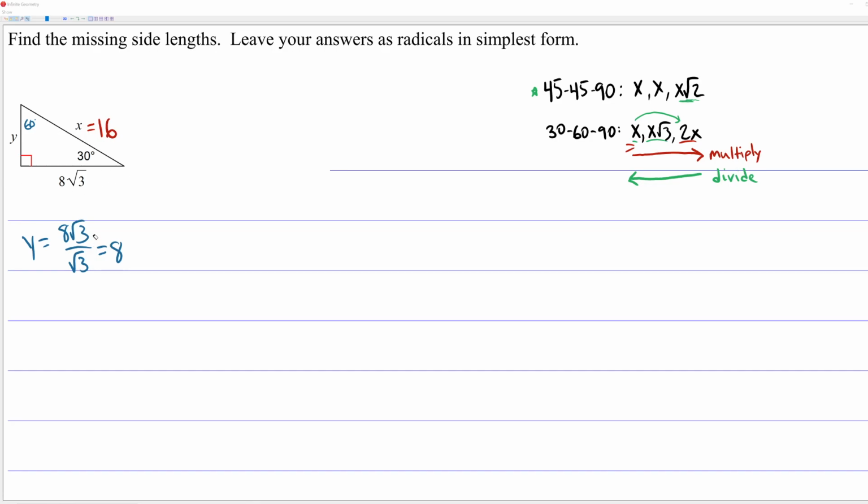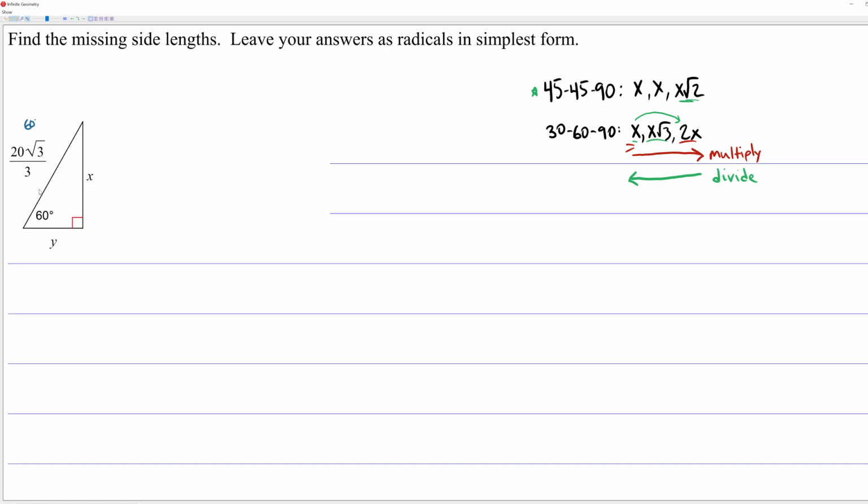Let's see what happens if you start with the hypotenuse. So here we have a triangle, we have the hypotenuse, and we want to find the other two sides. Again, since everything is based off of x, you want to find the small side first. So we want to start by finding y. Since the hypotenuse is 2x, and we have to go back to 1x, you divide by 2. So we're going to take this really ugly number, and divide by 2. So it's going to be 10 square root 3 over 3.